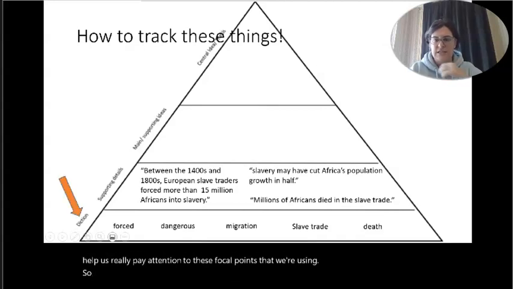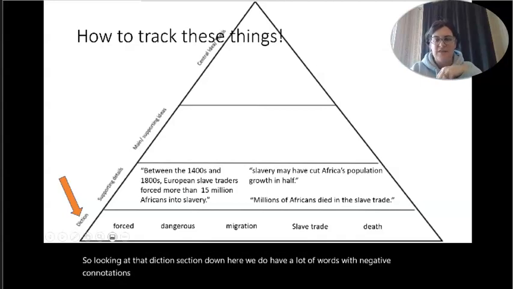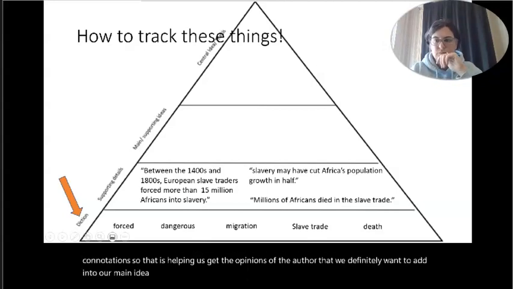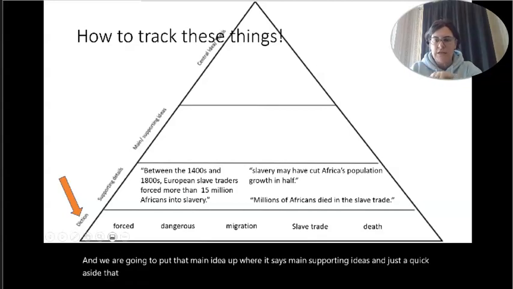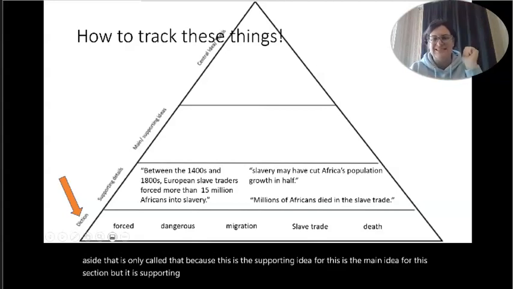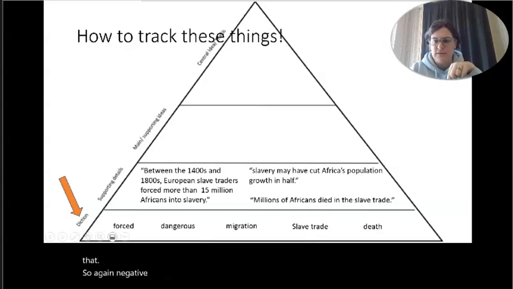So looking at that diction section down here, we do have a lot of words with negative connotations. So that is helping us get the opinions of the author that we definitely want to add into our main idea somehow. And we are going to put that main idea up where it says main supporting ideas. And just a quick aside, that is only called that because this is the main idea for this section, but it is supporting the overall ideas in the entire article. So that's why we're calling it that. So again, negative emotions will be mentioned there.